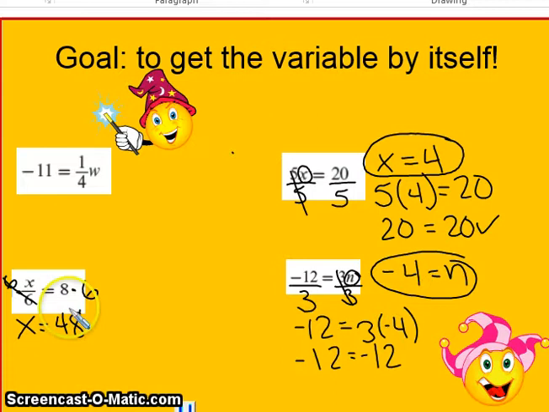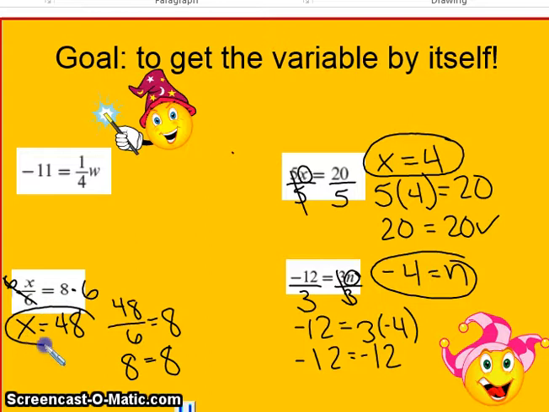I can check and make sure that this is my solution by plugging 48 into the original equation for x. So then I would have 48 divided by 6 equals 8. When I divide 48 by 6, I get 8. So now my statement is 8 equals 8, which is a true statement. So plugging 48 in for x would make my equation true.